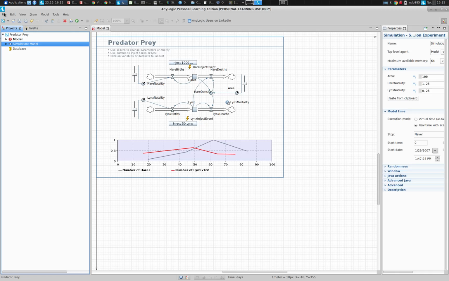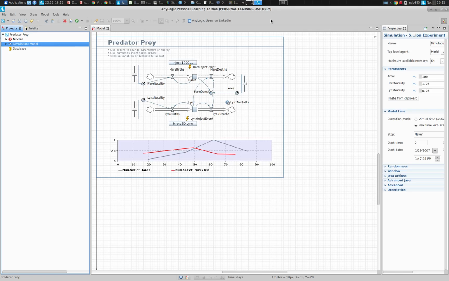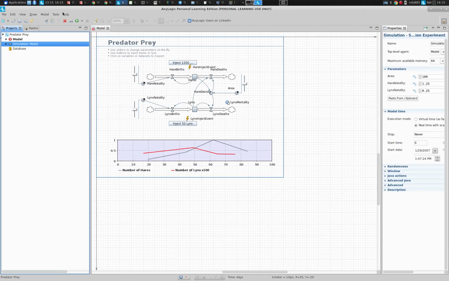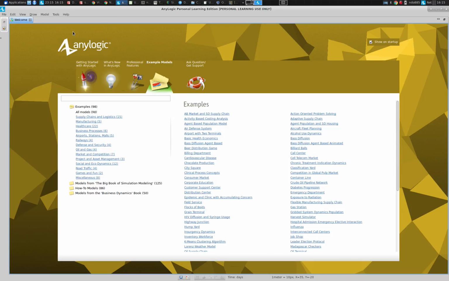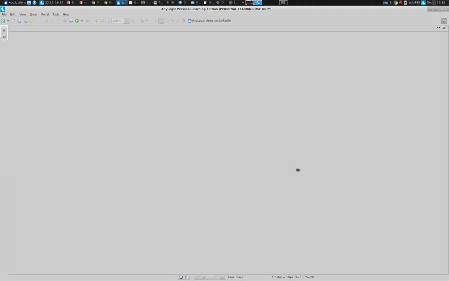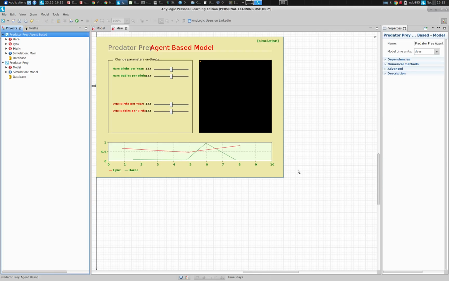Let's go open the predator-prey version, which is worth looking at. Okay, so here we go. We're going to go back to our AnyLogic help here. I'm having issues navigating to it. Okay, here we go. Example models, and we will scroll down to predator-prey agent-based. How might you characterize a similar system, but in an agent-based way? What do you think you might have?